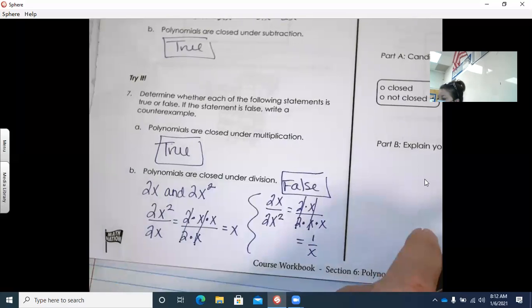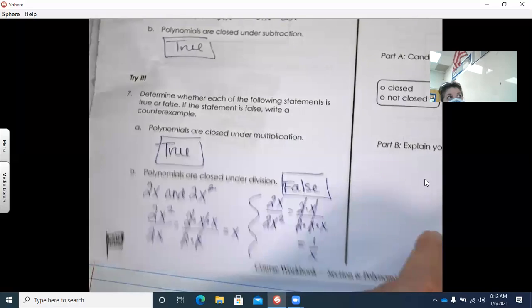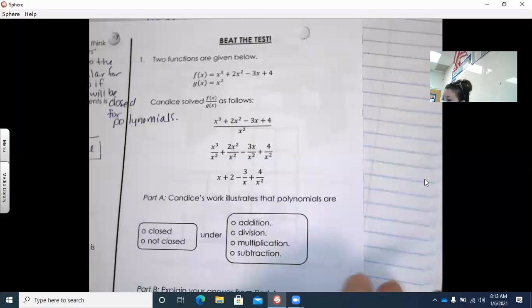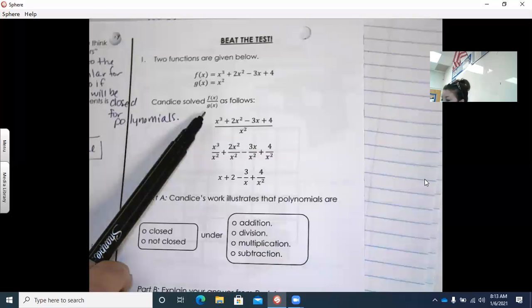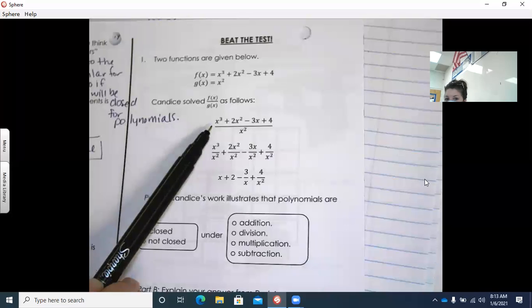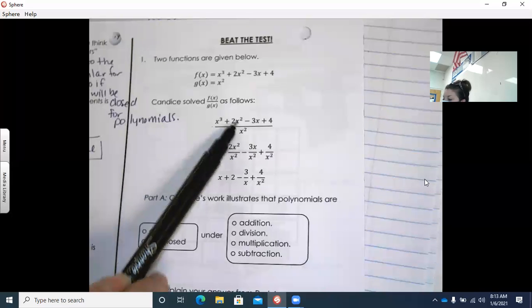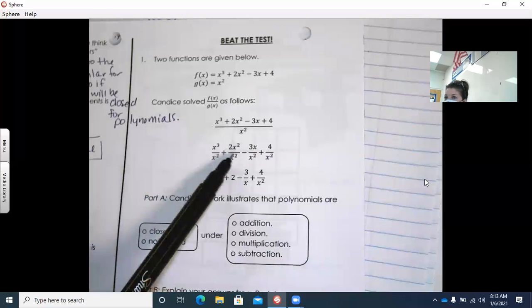Beat the test. Two functions are given below. So we have function f and function g. Candace solved function f divided by function g as follows. So she has function f divided by function g. So this means that each one of these terms is being divided by x squared. So she wrote that out on her next step. Nothing's incorrect there, everything's fine.